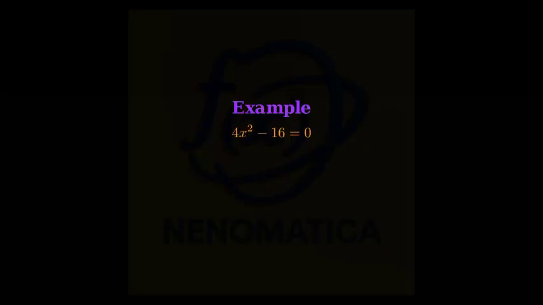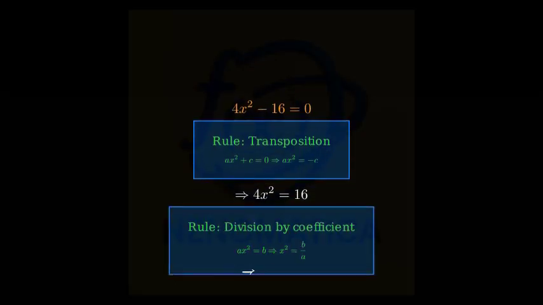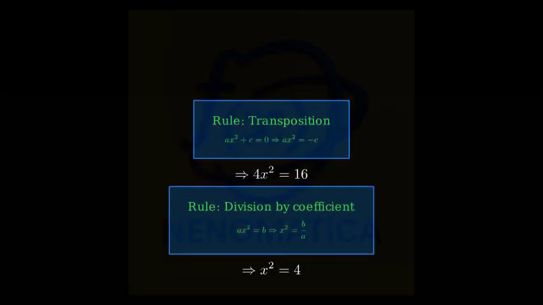We need to solve the equation 4x squared minus 16 equals 0. Let's solve this step by step following our algorithm. Step 1. We first isolate the terms with the variable on one side of the equation. In this case, we get x squared equals 16. Step 2. We divide both sides by the coefficient of x squared, which is 4. This gives us x squared equals 4.